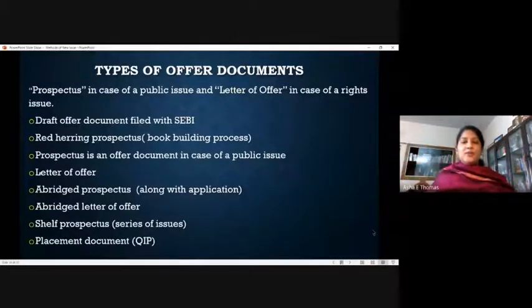All these details will be there in that abridged prospectus. So that is a short summary of the existing prospectus that is given to the prospective investors along with the application. That is what we call the abridged prospectus. The same purpose, when it is given at the time of a right issue, we call the abridged letter of offer. We know that in case of a right issue, it's not a prospectus, it is a letter of offer. So a summary of the letter of offer, when it is given at the time of the offer, is called the abridged letter of offer.